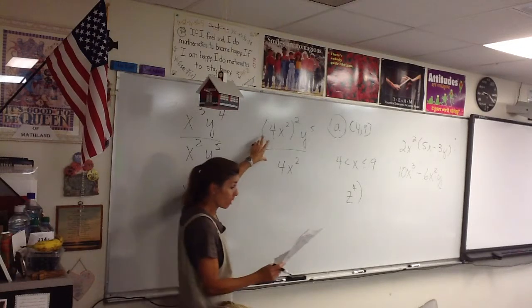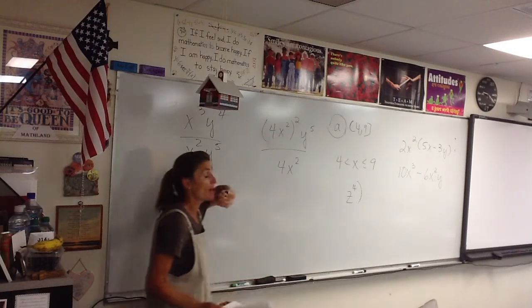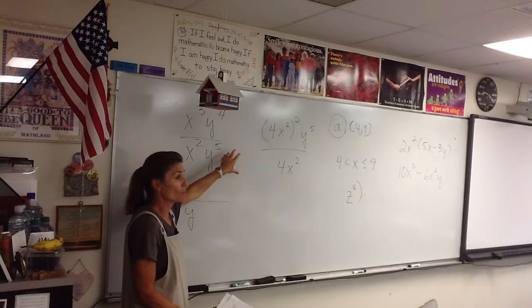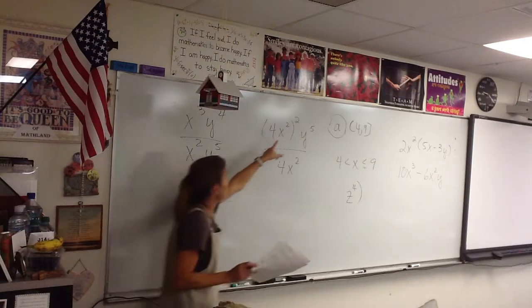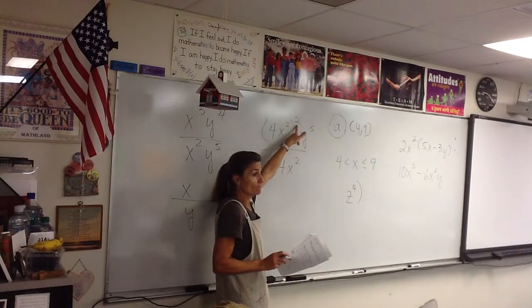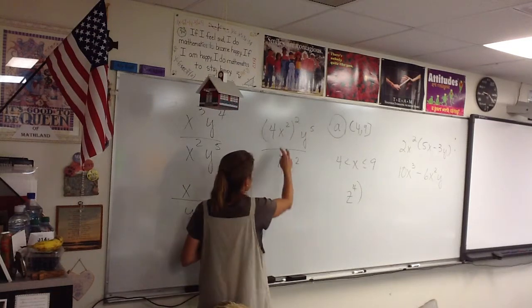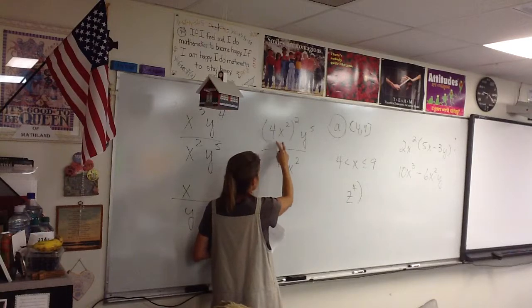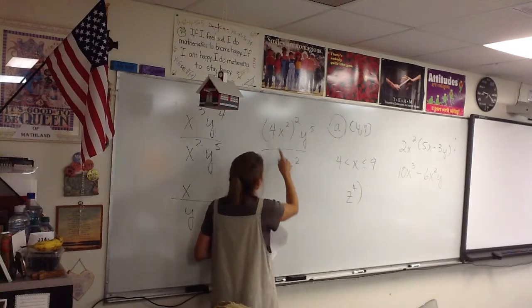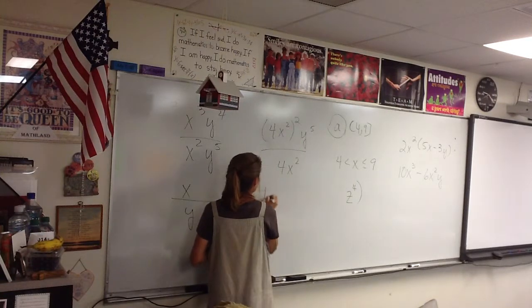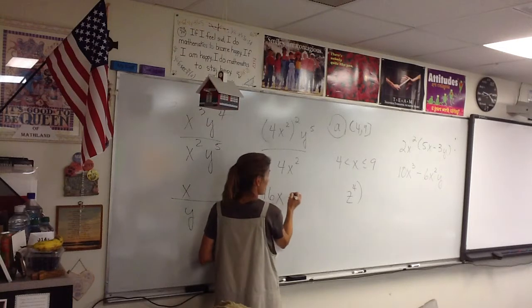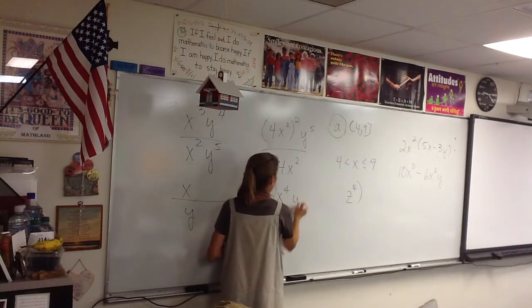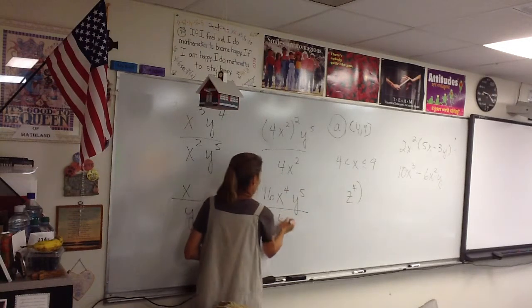Okay, I am on problem C. I skipped to C real quick. You need to take care of this, don't you? Now, that means you're going to square everything in this parentheses. Yes. You're going to square everything. So what are we going to have here? 16x to the 4th, y to the 5th, over 4x squared.